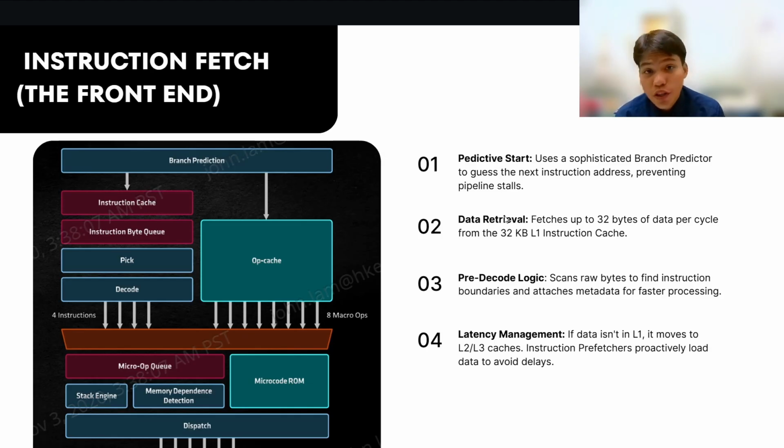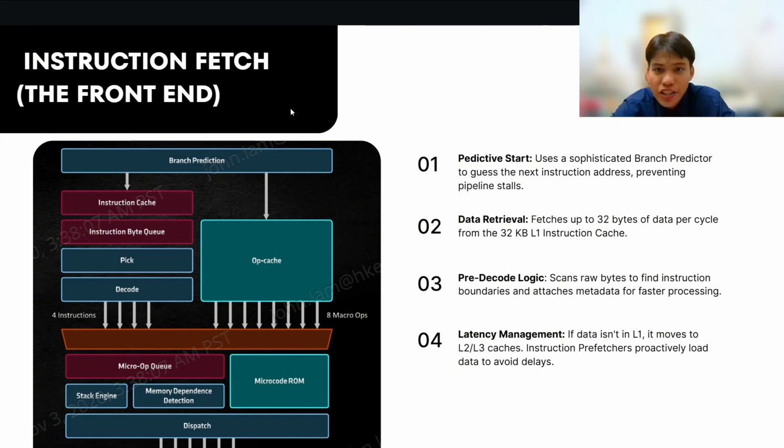This slide focuses on the instruction fetch phase, also known as the front end of the pipeline. This is the predictive stage of the processor where the goal is to keep the execution units constantly fed with data. First, the predictive start. The process begins with branch prediction, which guesses the next address to prevent the pipeline from stalling.